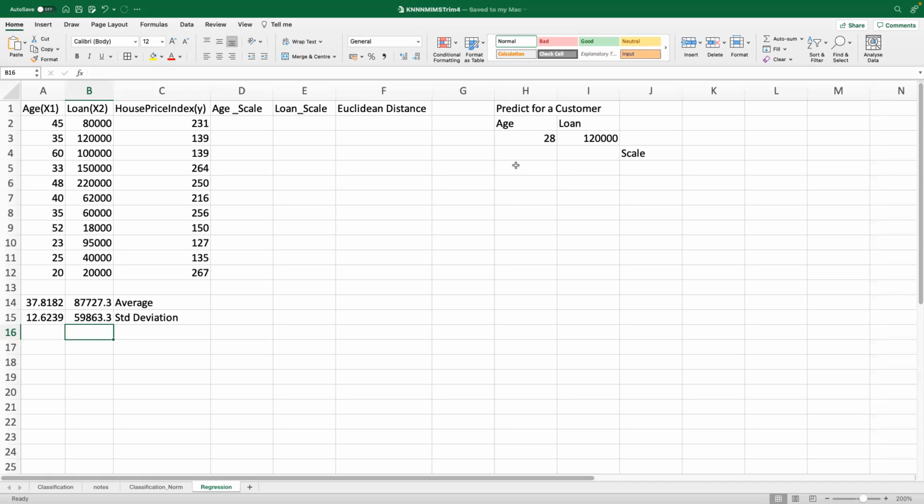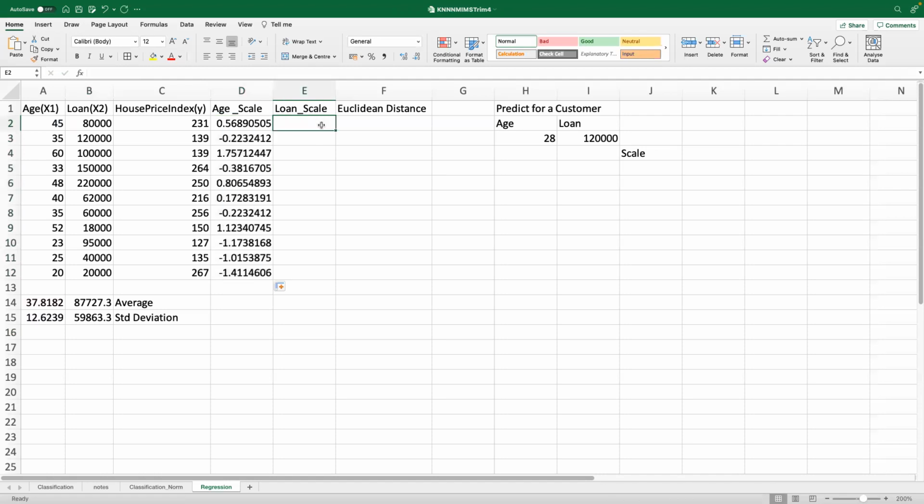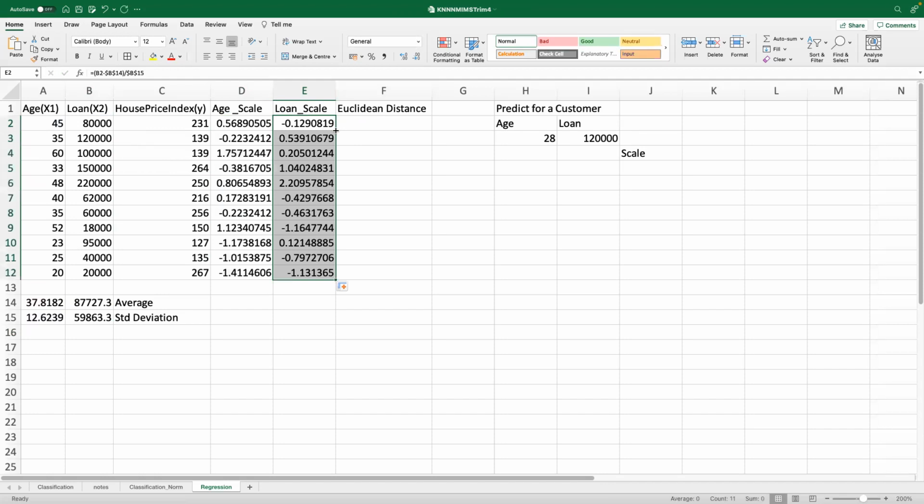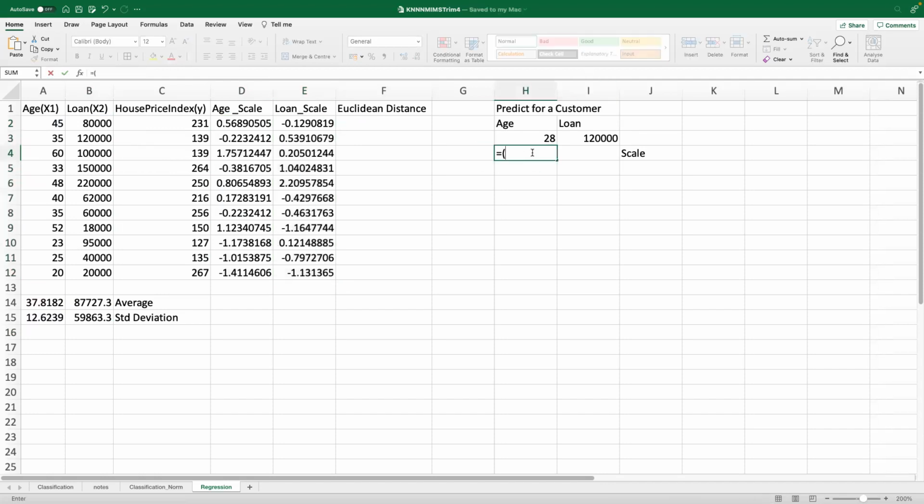So what is the value you got? Equal to x minus mean fixed divided by standard deviation fixed. This also you have to scale, is equal to x minus mean divided by standard deviation.